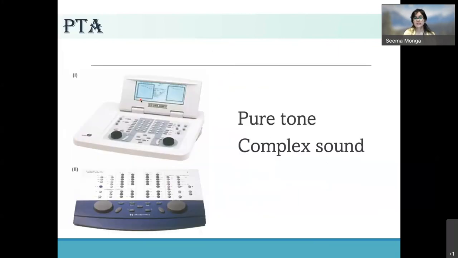Okay, so next, this is again a subjective test. OAE was an objective test. Pure tone, what is the difference? Pure tone, I told you, is a sound of a single frequency. A complex sound, the sound we are hearing, has many frequencies, multiple frequencies. Pure tone is a single sound that is given by the audiometer.